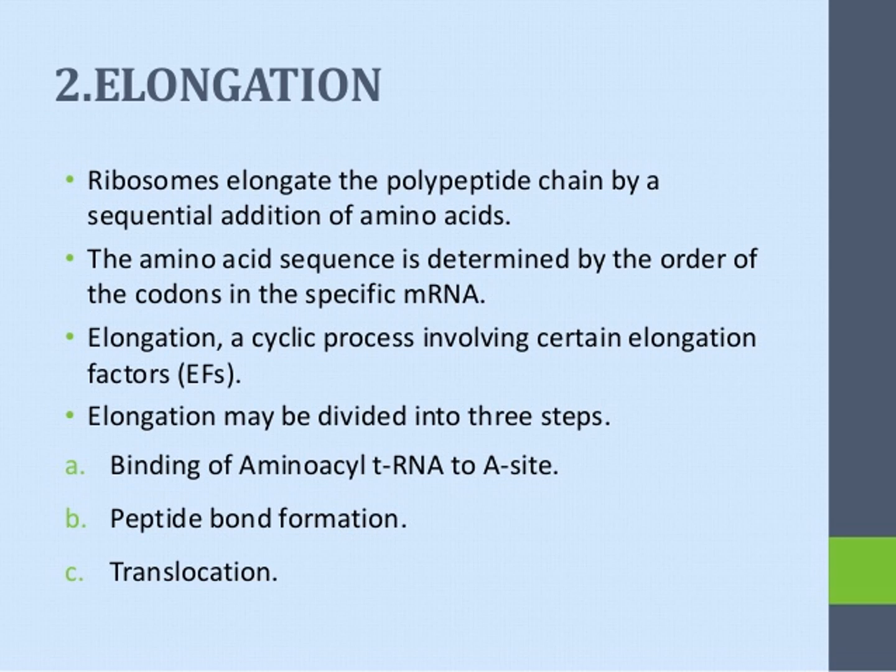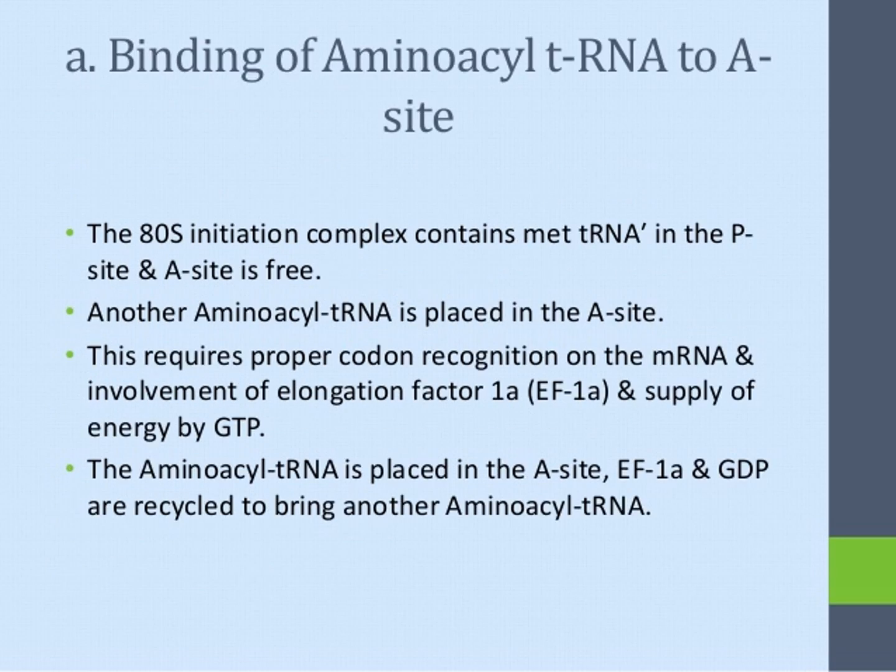Elongation may be divided into three major steps: binding of amino acid tRNA to the A site, peptide bond formation, then translocation. And the elongation is similar to the prokaryotic elongation mechanism. First, binding of amino acid tRNA to the A site. The 80S initiation complex contains methionyl tRNA in the P site and the A site is free now. Another amino acid tRNA is placed in the A site.